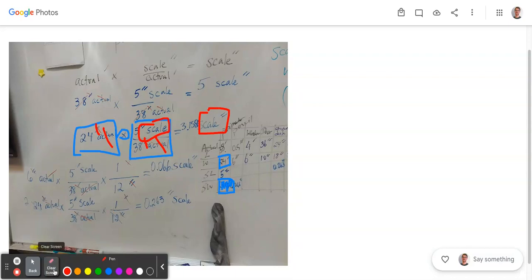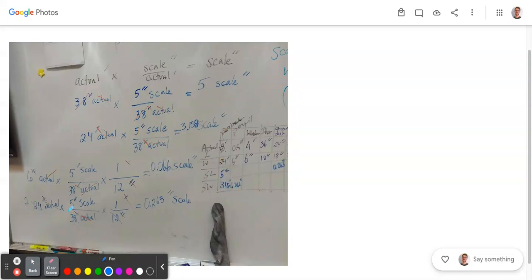That's what we want. Let's go to multiply. We have 24 times 5 divided by 38 equals 3.158, and that's scale inches. Okay, we're going to take 3.158 scale inches, and we're going to put that right here in scale width. 3.158 goes right here. All right, let's do another example.